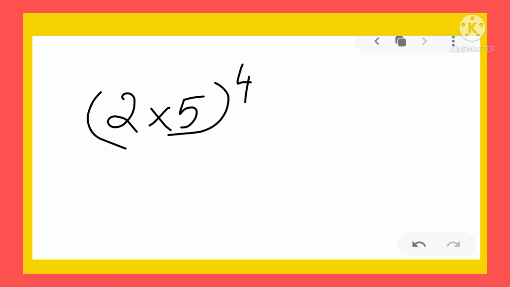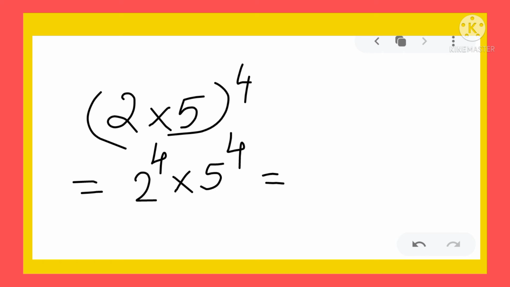Then another case, 2 into 5 whole raised to 4. Here also we can separately find the power, 2 raised to 4 into 5 raised to 4. If we want to find the product separately, we can find the value. 2 raised to 4 is 16. 16 into 625.